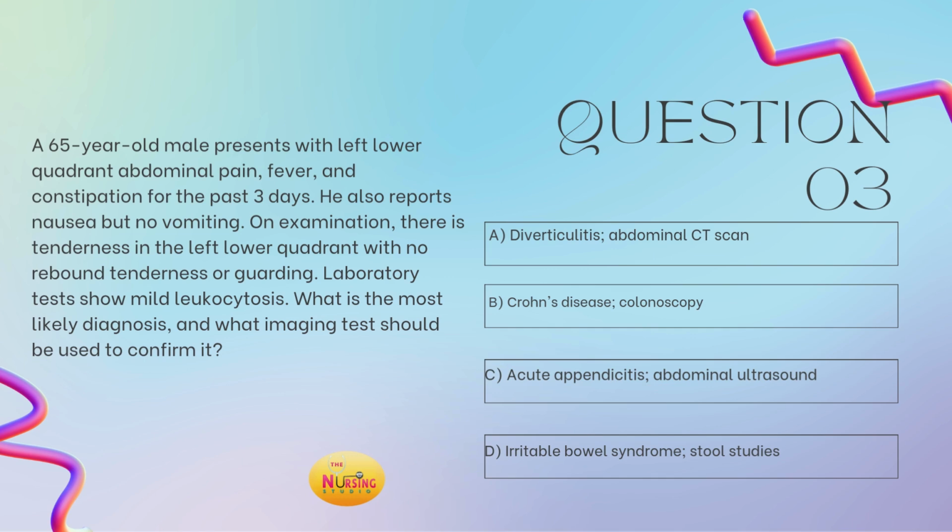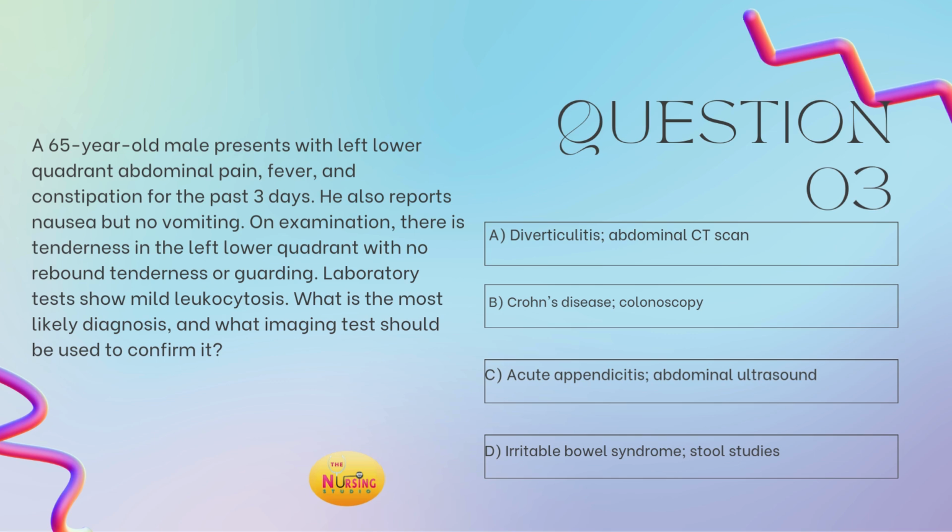And then lastly, question number three. A 65-year-old male presents with left lower quadrant abdominal pain, fever, and constipation for the past 3 days. He also reports nausea but no vomiting.